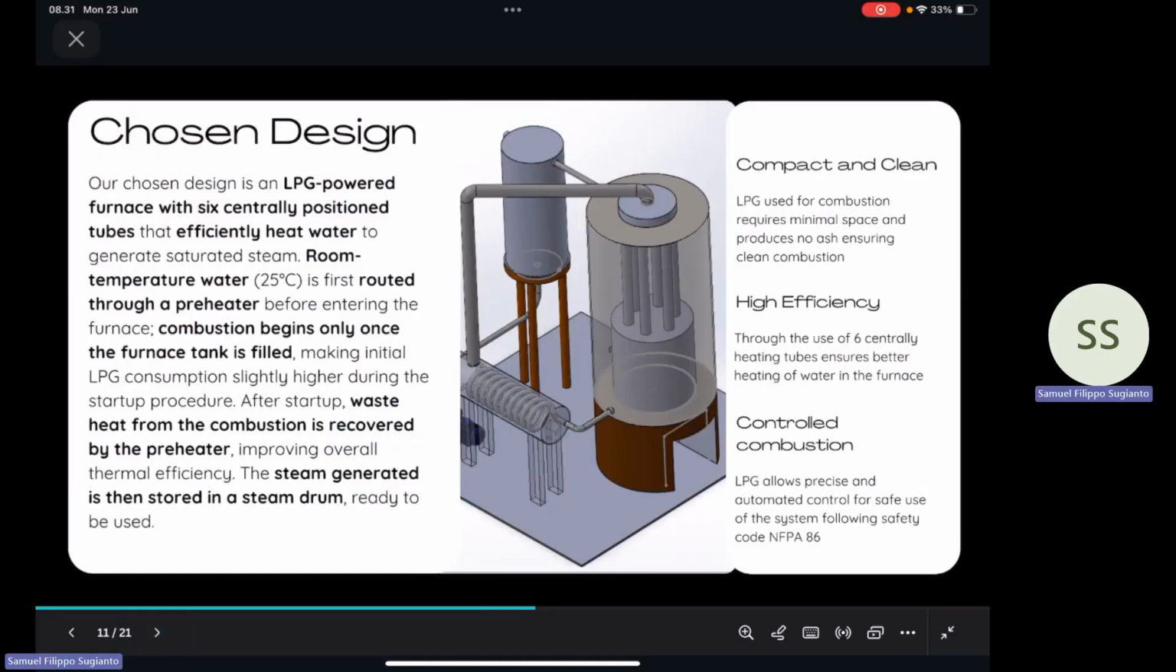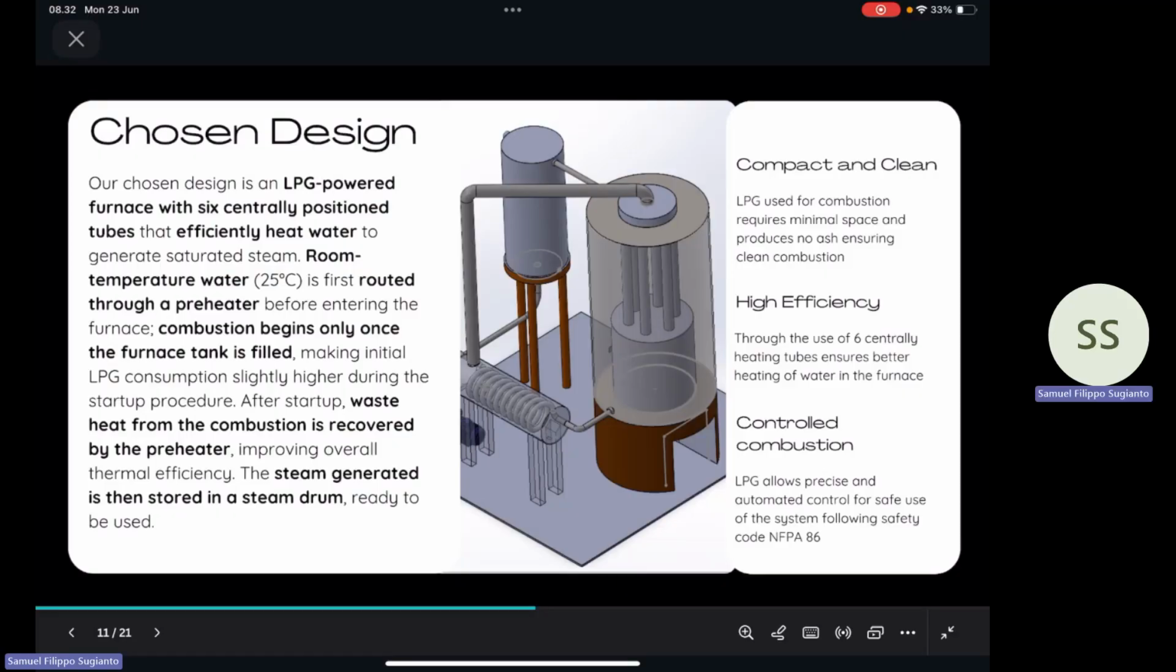So this is our chosen design, as we can see in the middle picture, which is an LPG furnace with 6 centrally positioned tubes, on the right, that can efficiently heat the water due to the large surface area from the tubes. First, the room temperature water is routed to the preheater before entering the furnace, so this is the startup procedure. Combustion begins only once the furnace tank is filled, making initial LPG consumption slightly higher during the startup procedure because of the larger temperature difference.